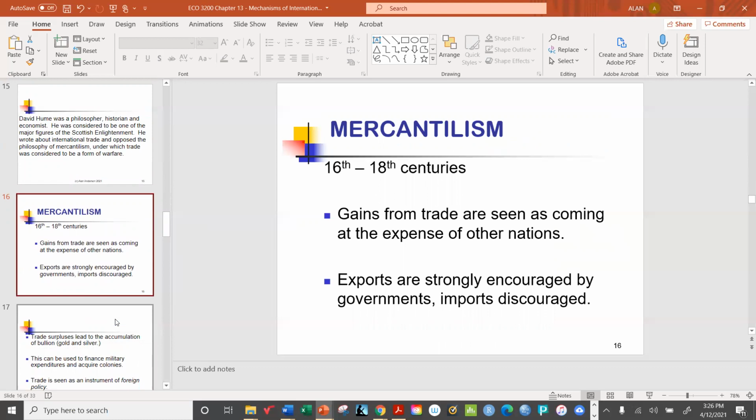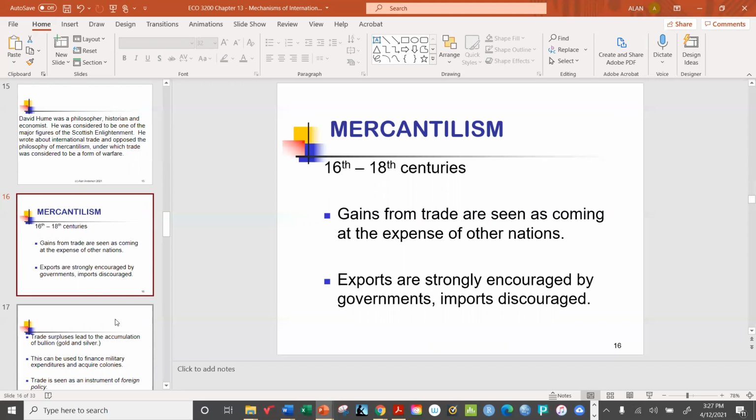So during this period from the 16th to the 18th centuries until Hume comes along, gains from trade are seen as coming at the expense of other nations. So exports are strongly encouraged by governments, while imports are strongly discouraged. In other words, the governments felt that they could exploit their other neighbors, their other countries, by continuously running up huge trade surpluses and then demanding to be paid in gold for the deficits that the other countries had run up, and then use that gold to build up bigger armies and navies.